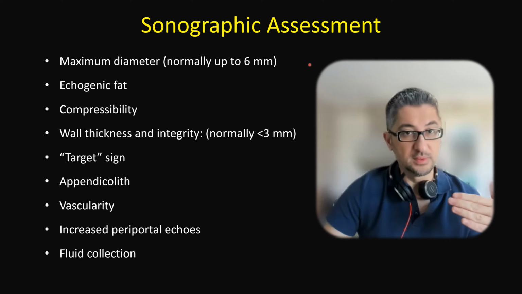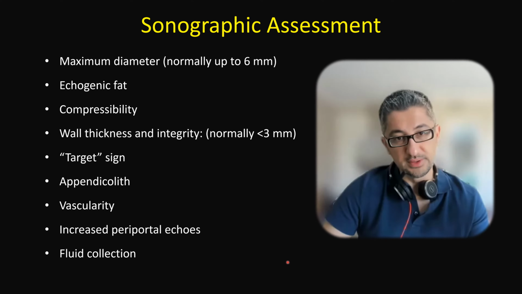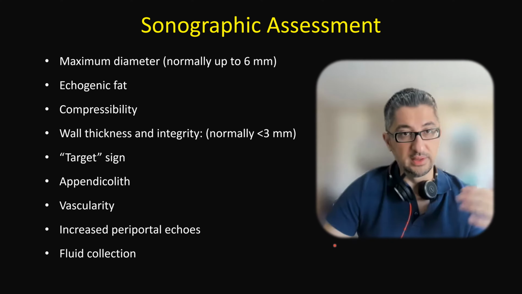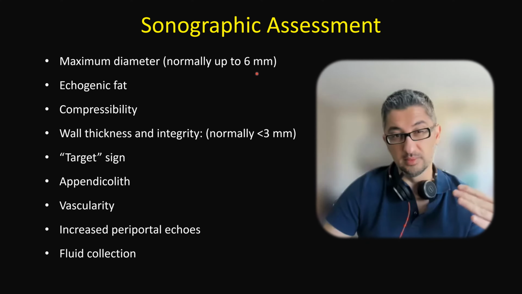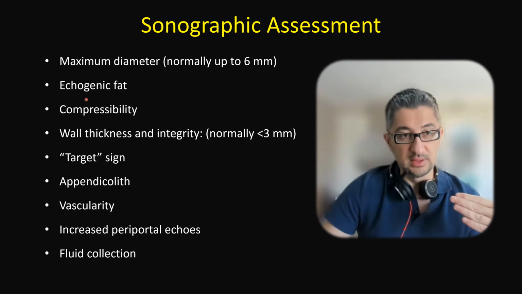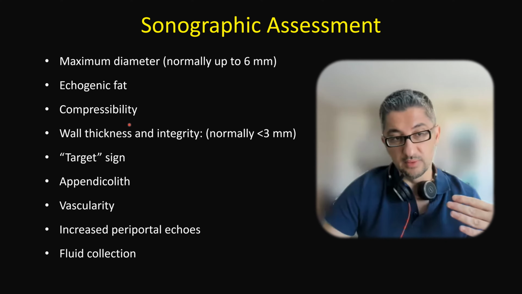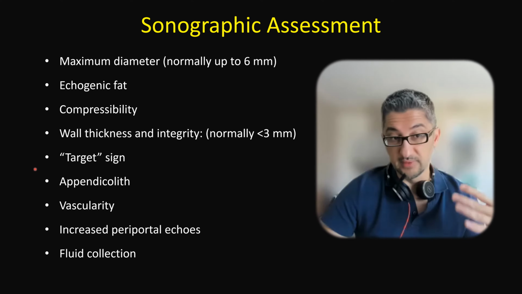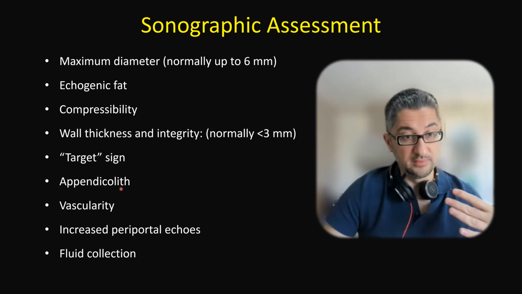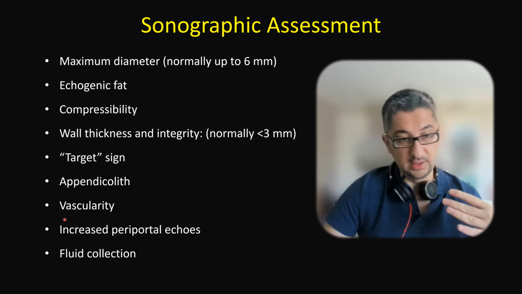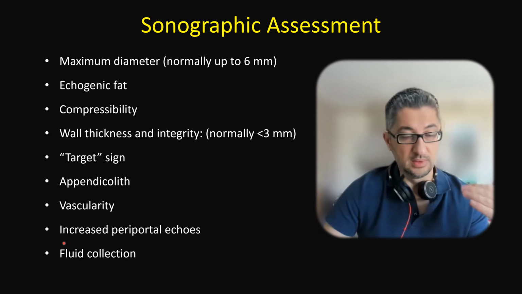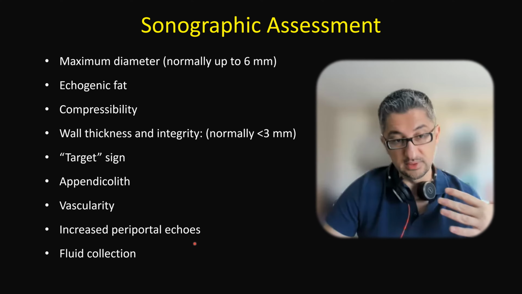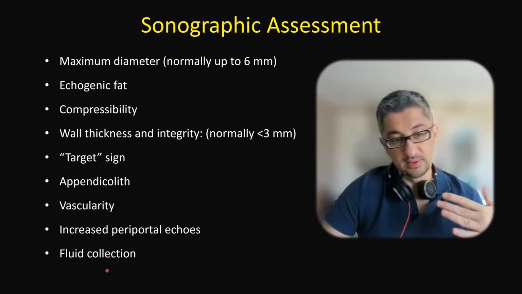This is a list of the sonographic features that we need to look for while assessing for appendicitis. We need to check for the diameter of the appendix. It's normally up to 6 millimeters. We check to see if there is echogenic fat, compressibility of the appendix, and wall thickness and integrity, which is normally under 3 millimeters. If there is a target sign or not. We need to look for an appendicolith. We need to check the vascularity. We need to see if there is increased periportal echoes in the liver, and also if there is fluid collection.